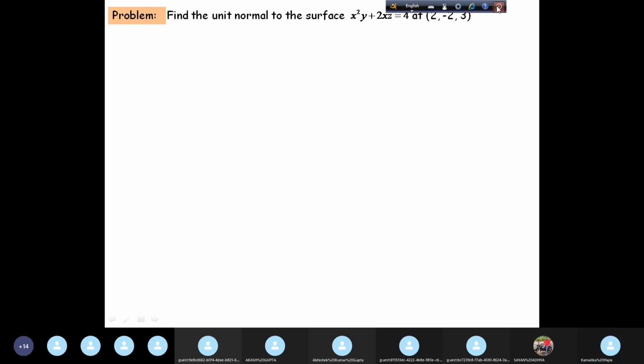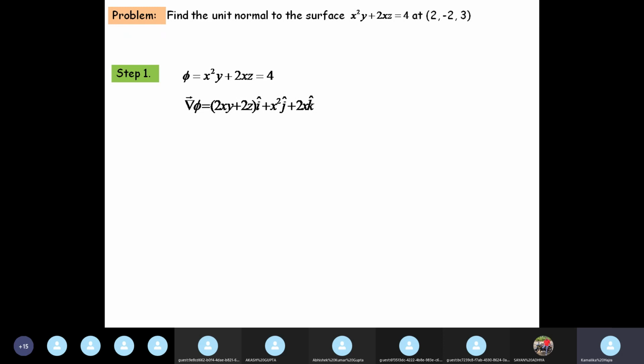First of all, find the unit normal to the surface x square y plus 2xz equal to 4 at the point (2, minus 2, 3). What are we going to do? First step is, this is the function, so identify the surface first and therefore identify the function phi. Then find out grad phi. You know how to find grad phi if you have followed my previous class. So grad phi is (2xy plus 2z) i cap plus x square j cap plus 2x k cap.